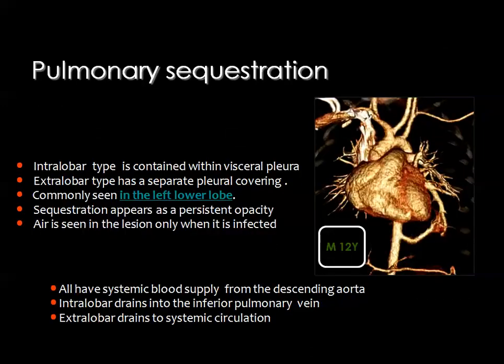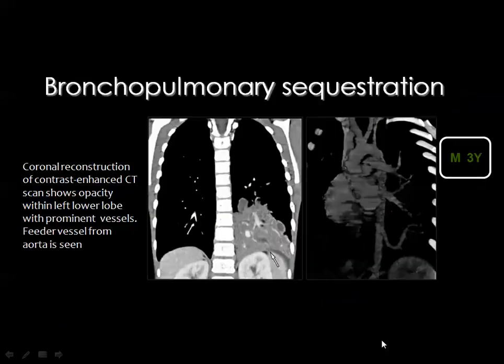Then the pulmonary sequestrated lung segment is commonly seen in the left lower lobe, but also can be seen in the right lower lobe. And sometimes it can be seen in the upper lobes as well. The diagnosis depends on the presence of a systemic blood supply coming from the aorta to the lesion. And the separation between the two types of sequestration depends on the venous drainage. Intralobar sequestration will drain into the inferior pulmonary vein, while extralobar sequestration will drain to the inferior vena cava or the systemic circulation.